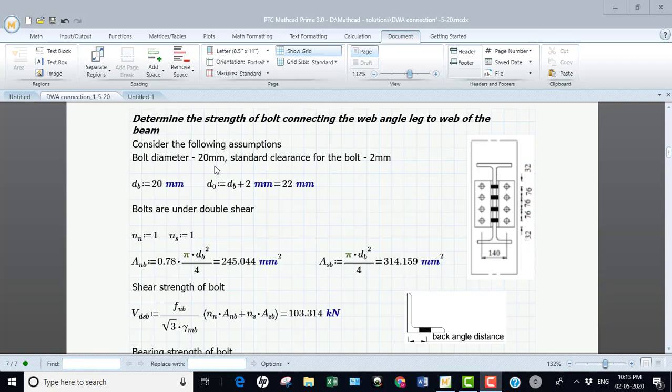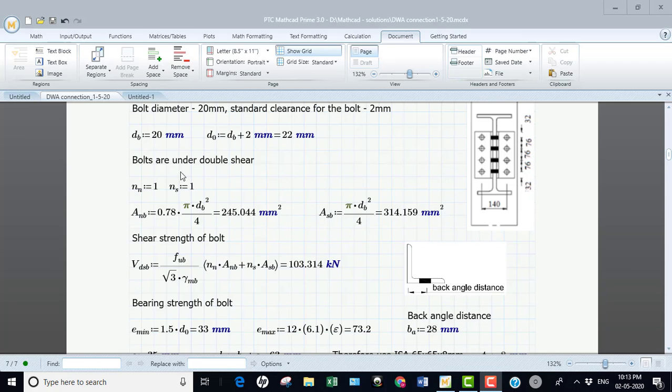So the diameter of the bolt is 20 mm. I have assumed standard clearance. Therefore, I calculate the necessary parameters, and it was observed that under shear the bolt is sheared about two planes, therefore the bolts are under double shear. So you have to calculate the double shear capacity of the bolt.